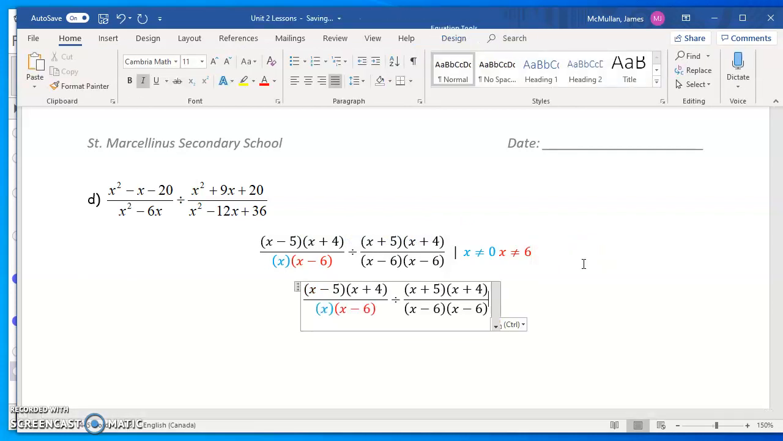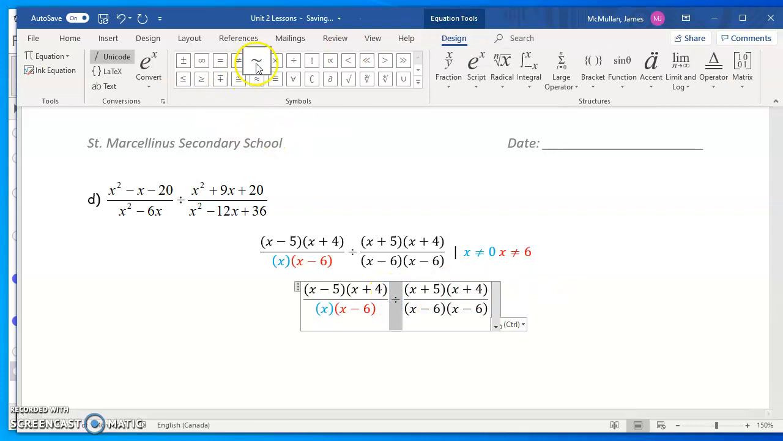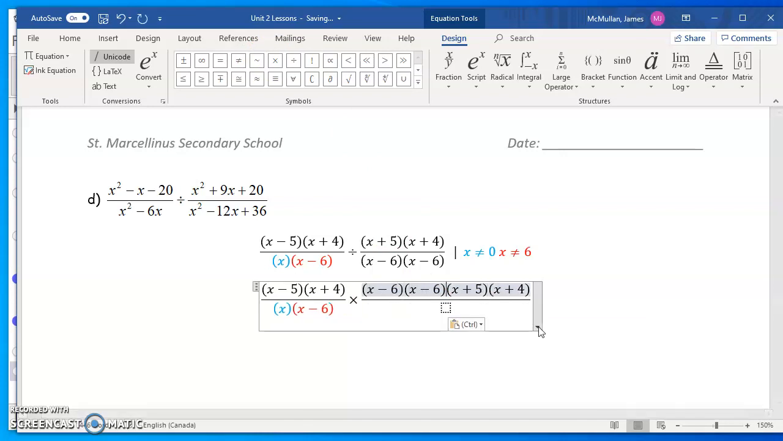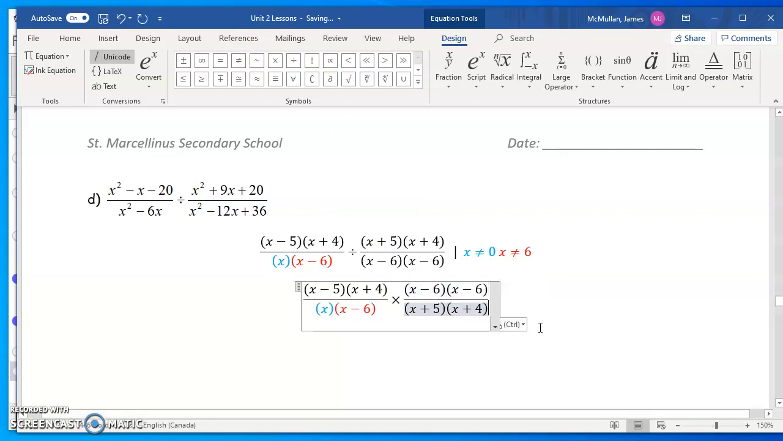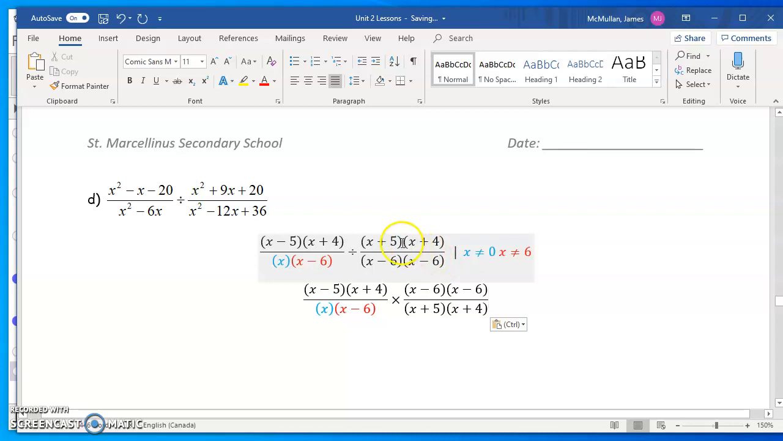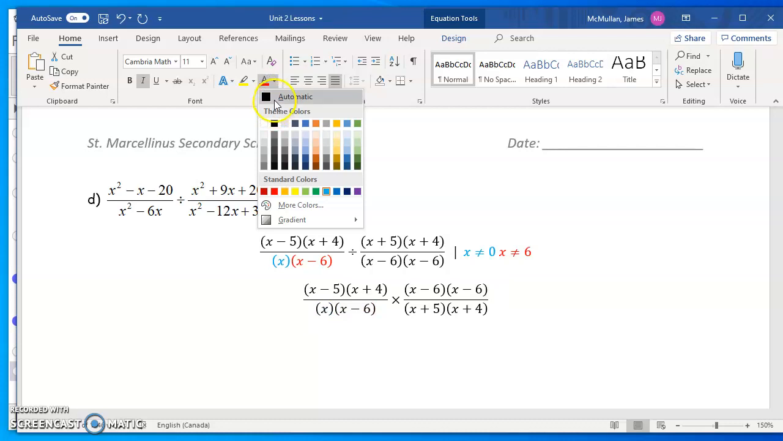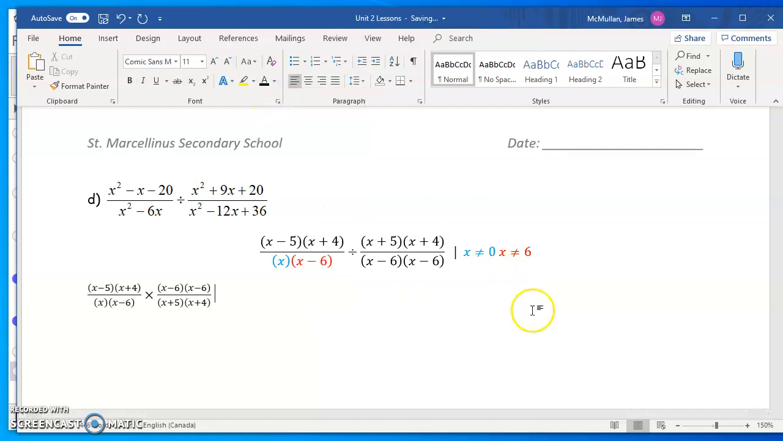And the next step, what I'm going to do is I'm going to say to myself, okay, I don't really know how to divide polynomials, but what I do know how to do is multiply them. And if I multiply by the reciprocal, I put the x plus 5 and the x plus 4 on the bottom now, and the 2x minus 6 is on the top. Now I can see something else that may not have been that obvious to me at the beginning.